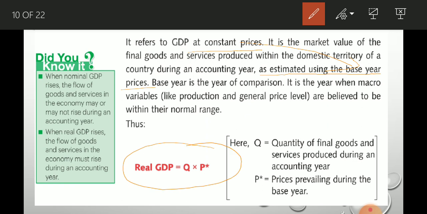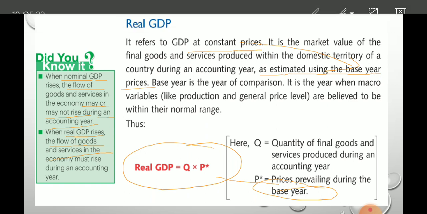This is the equation: real GDP equals Q multiplied by P, where P means base year price. So here it is given why we require the concept of real GDP. What is the importance of the concept of real GDP? Here is given the drawback of nominal GDP. Nominal GDP may or may not rise during an accounting year. When there is no increase in the flow of goods and services, still there will be an increase in nominal GDP. But real GDP only increases when there is more production of goods and services.